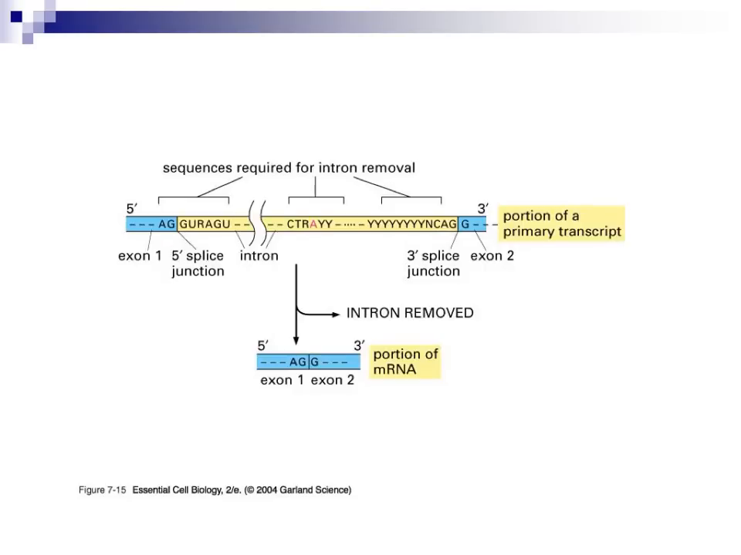Now on here, notice that it's not just the removal of introns that's important. The spliceosome must also join the two ends of the exon together so that you get one continuous messenger RNA strand. You don't want to have it in fragments.